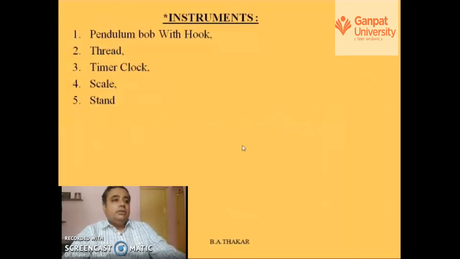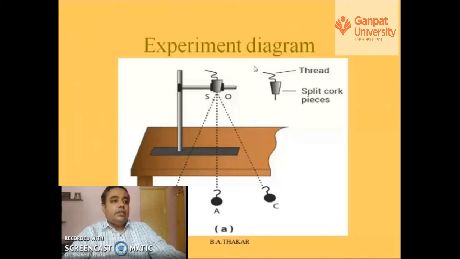So this is an experimental setup. As you can see, this is the stand, this is the string, and this is the metallic sphere, which is known as pendulum bob with hook. Then the rubber split cork pieces. It is split rubber in which we can insert a thread, and then we can fix it here using the stand. And we can oscillate the pendulum in this way in a single plane. That we'll see in the next slide.